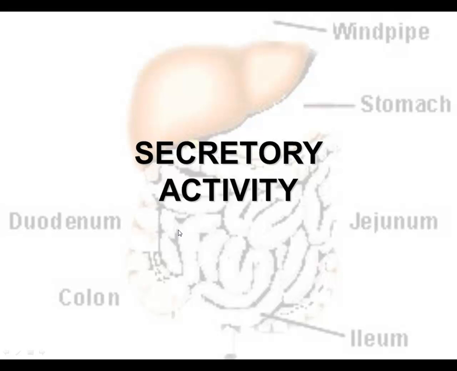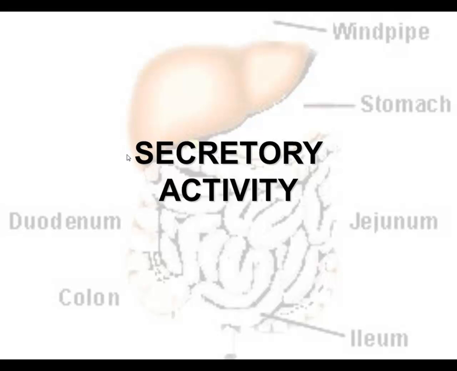Hi, this is our second part of the GI tract and the secretions. This time we talk about the secretory activity of the GI tract. So we'll start with the stomach and then we head down to the duodenum. There are some secretions happening at the duodenum level, and also from the liver and the pancreas. Both of them will empty their secretions into the duodenum.